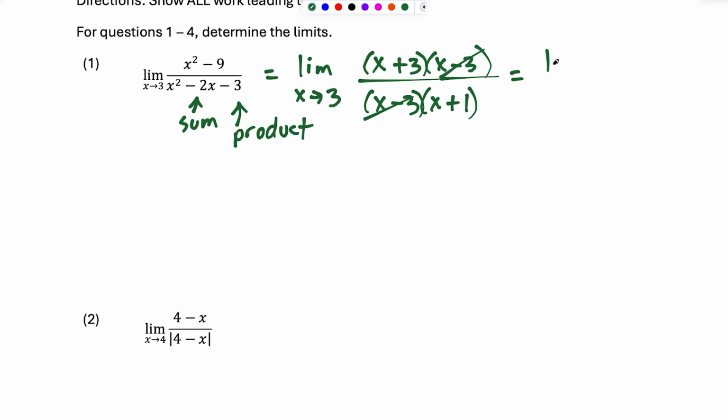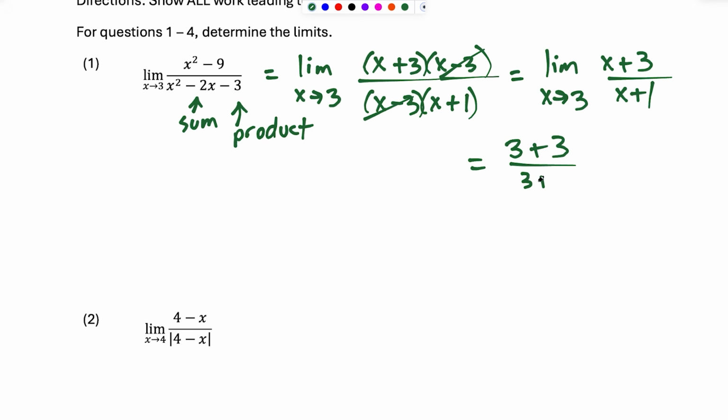What we have now is the limit as x approaches 3 of x plus 3 over x plus 1. From here, I'm going to plug in x equals 3. Now I'm going to get 3 plus 3 over 3 plus 1, which gives us 6 over 4. Maybe one more step here would be to reduce this. If I divide the top and bottom by 2, I get 3 halves. So this would be our solution to question 1.